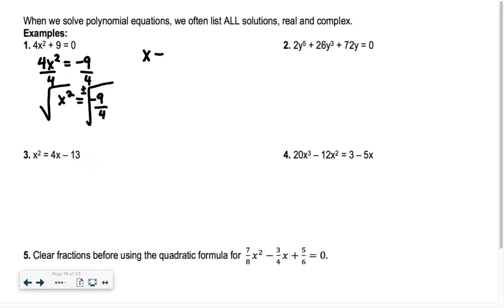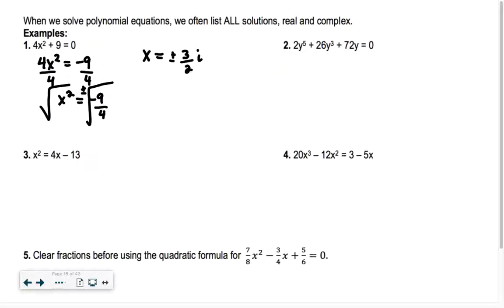So we end up getting x is equal to, so what's the square root of negative 9? What am I going to write there? 3i, right? And then the square root of 4 is 2, so it's going to be plus or minus 3 over 2 i. You can put the i on the side, it can go on the top with the 3, it doesn't matter. It just can't go on the bottom. That would be weird.